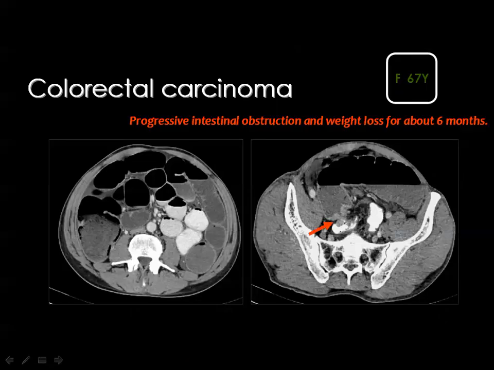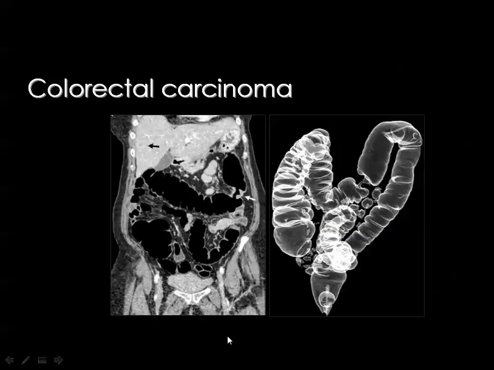Then if you look here, you see this stricture or apple core configuration in the rectosigmoid area with proximal distension of the colon as well as the small bowel. This is an obstructive carcinoma in the region of the sigmoid.